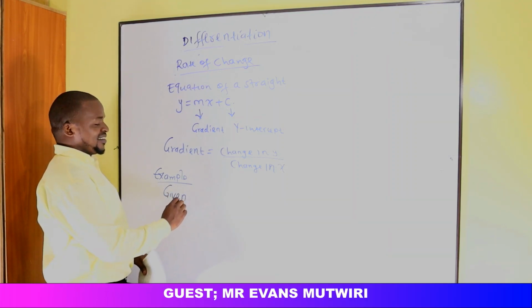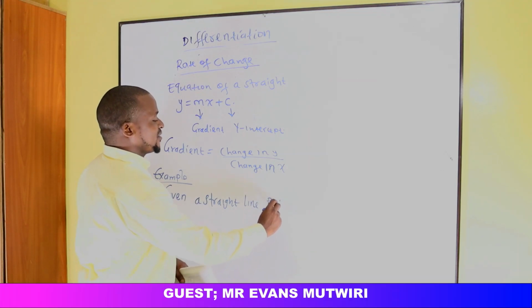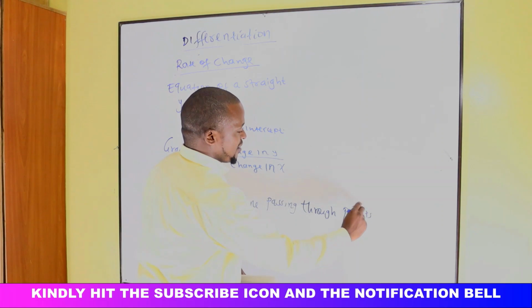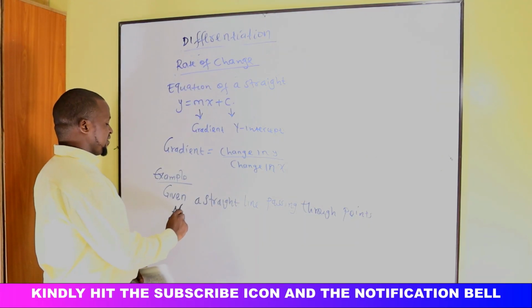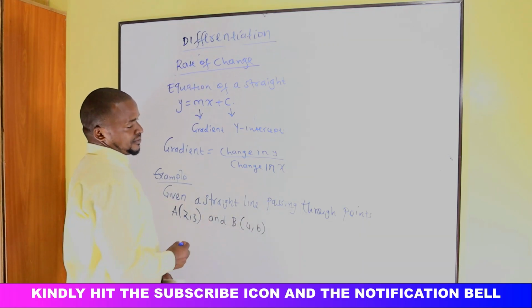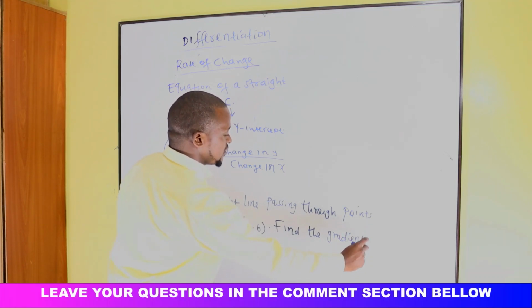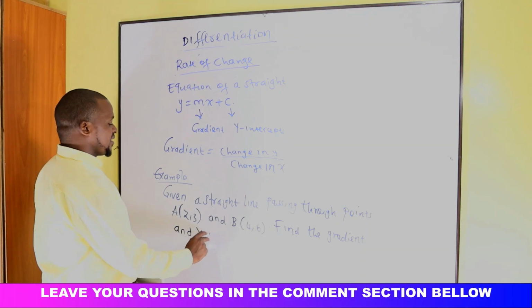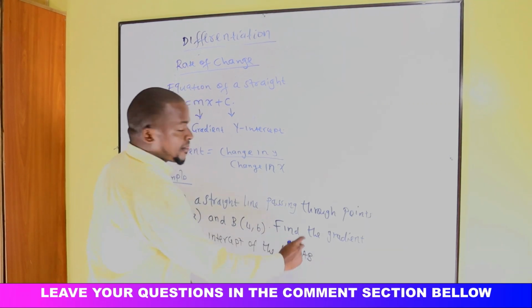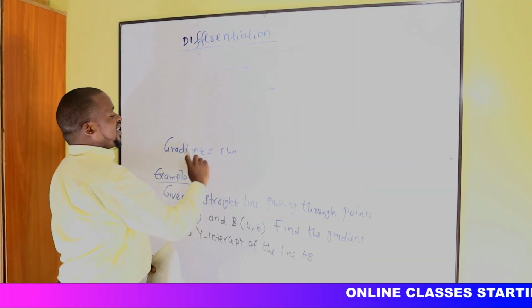given a straight line passing through points A, given by the coordinates (2, 3), and B, (4, 6), you're asked to find the gradient and y-intercept of the said line. So you are going to use those two coordinates, A and B, to find the gradient of that line.